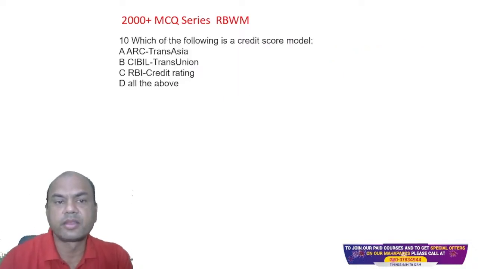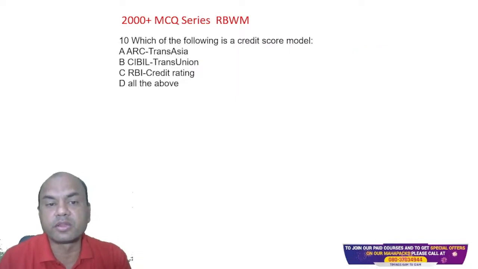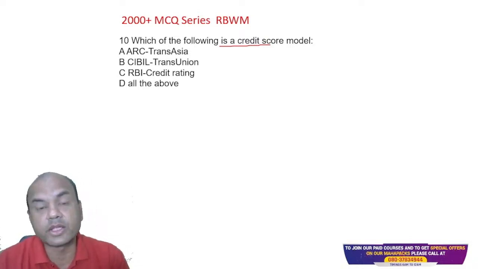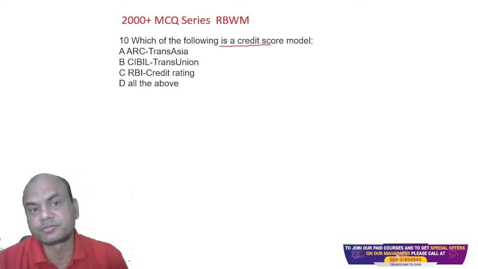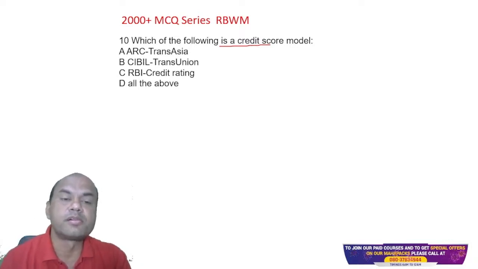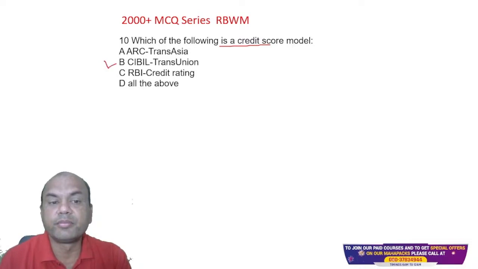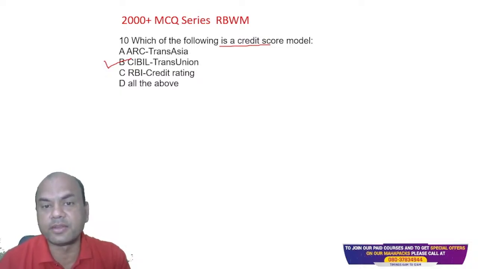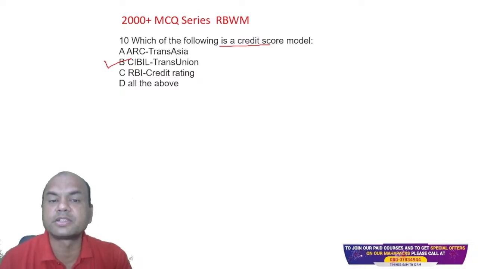Which of the following is a credit score model? ARC TransAsia, CIBIL TransUnion, RBI credit rating, and all of the above. It's a very tricky one. I won't answer yet. Let me get it from you first. Which of the following is a credit score model? It is B, CIBIL TransUnion. It's not all of the above. Many of you are writing all of the above. No, RBI credit rating is not there. It's just a guideline. Credit score is basically CIBIL TransUnion.